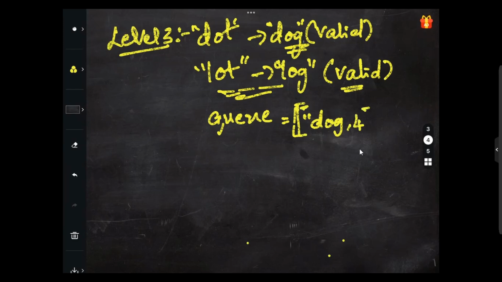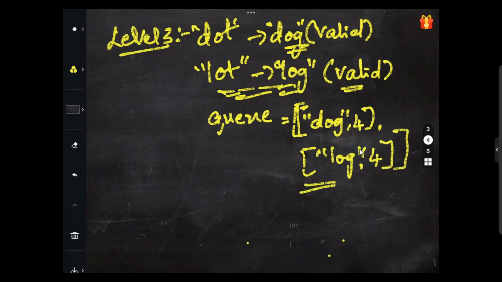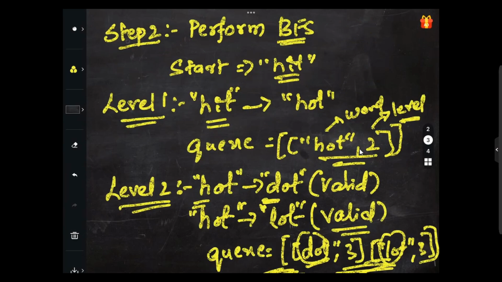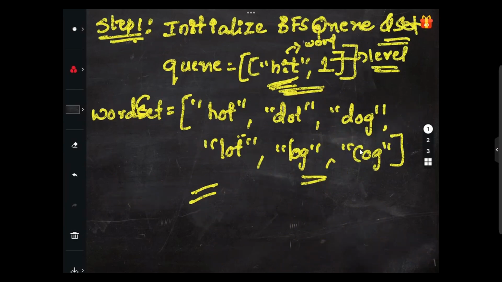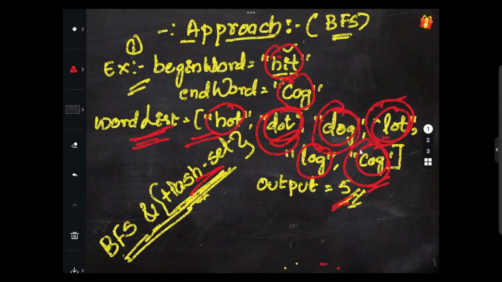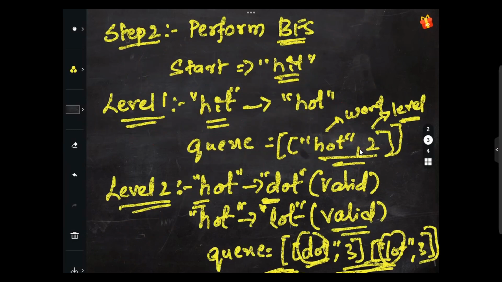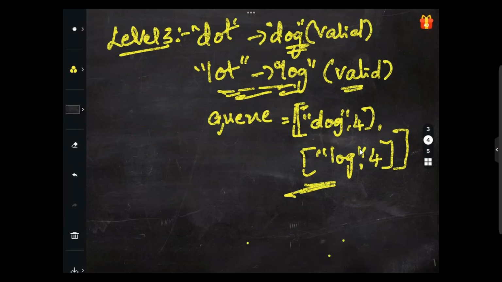This is at level 4. And also we have this one, log. This is also at level 4. So we have here dog and log, right? So in the example, we have dog and log. We have checked this one. Now the queue after processing level 3 will be this one: dog 4 and log 4.